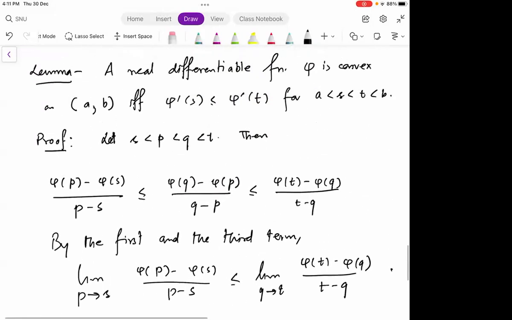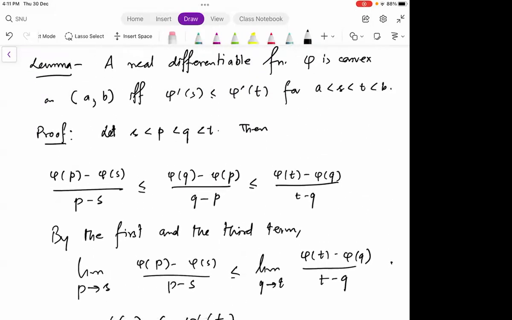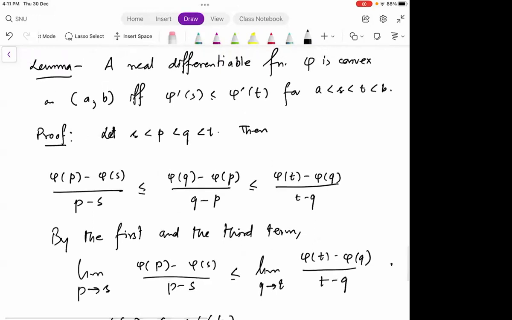Conversely means what? Conversely, you are given a real differentiable function whose derivative is increasing. But if the derivative is increasing, then there is really nothing to prove because you want to prove that it's convex, right?